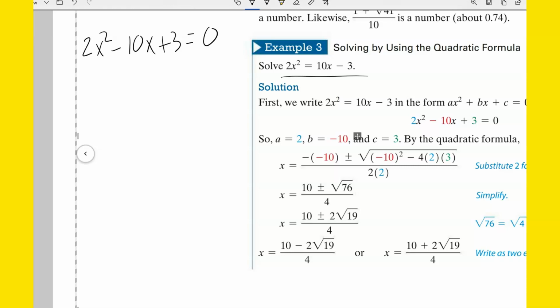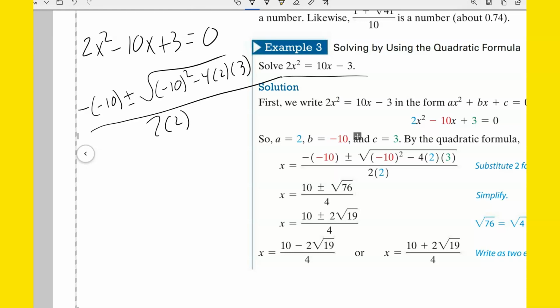Okay? 2 times 3 is 6. There's nothing that can multiply to get 6 and add to get negative 10, so it can't be factored. So I'm going to use the quadratic formula. So I've got negative 10 plus or minus the square root of negative 10 squared minus 4 times 2 times 3, all over 2 times 2.